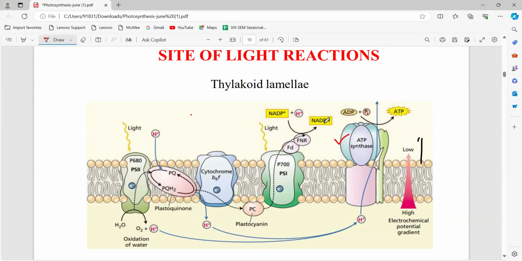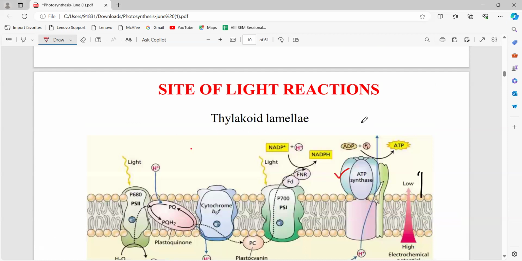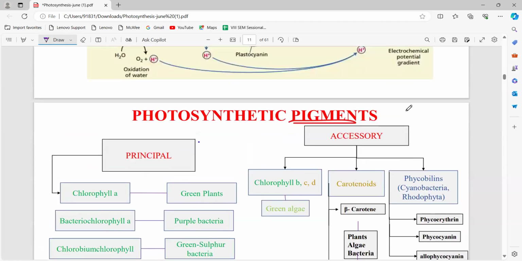Okay, listen. Now, what is our ultimate goal, friends? Our ultimate goal of the light reactions is production of ATP and NADPH. So in simple words, we have to produce the energy. So friends, who is involved in the production of energy? Undoubtedly, photosynthetic pigments are involved in the production of energy. You people have to remember this compulsorily. Every one of you remember the concept.